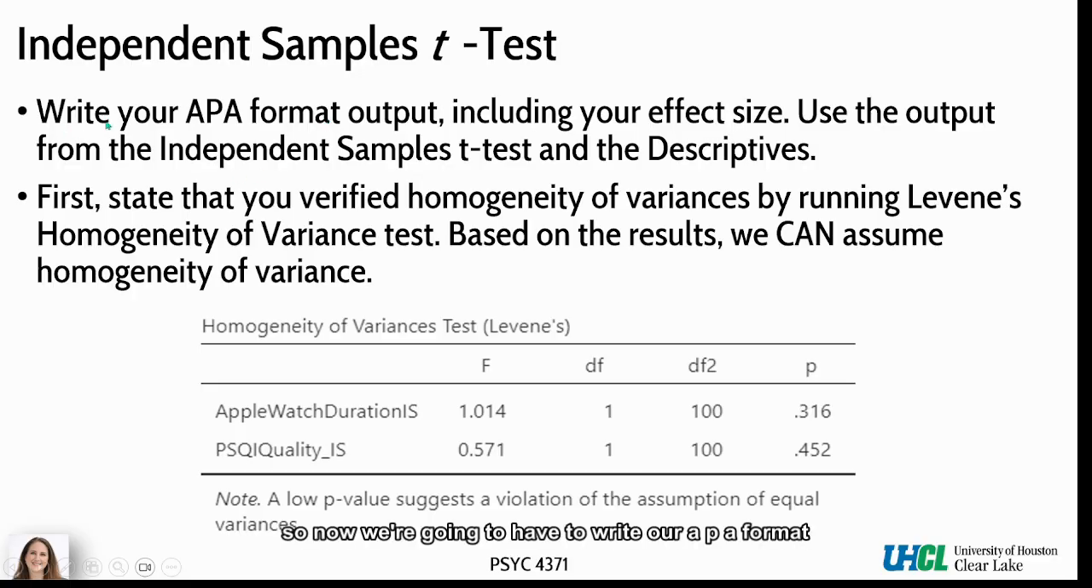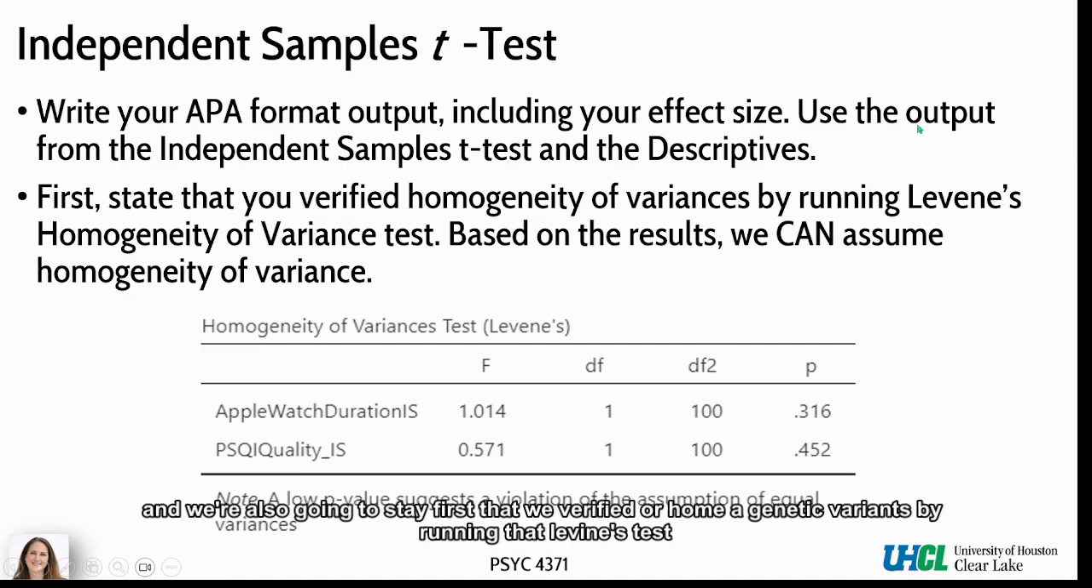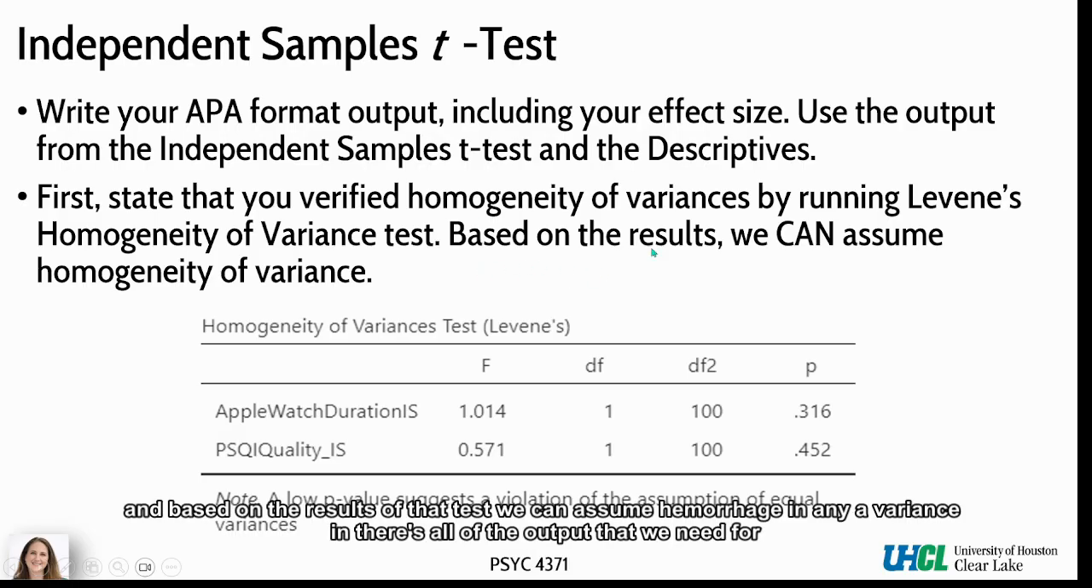So now we're going to have to write our APA format output, and we're going to include our effect size. We're also going to state first that we verified our homogeneity of variance by running that Levene's test. And based on the results of that test, we can assume homogeneity of variance. And there's all of the output that we need for that.